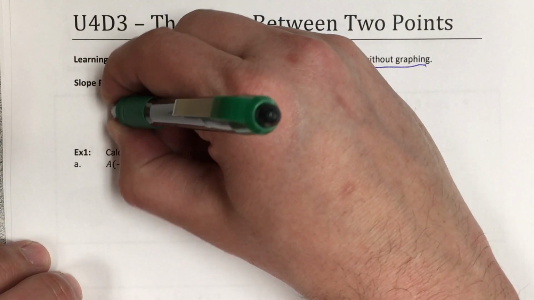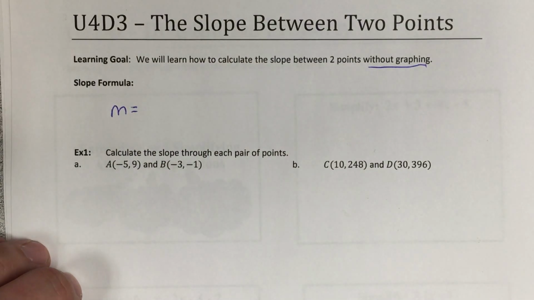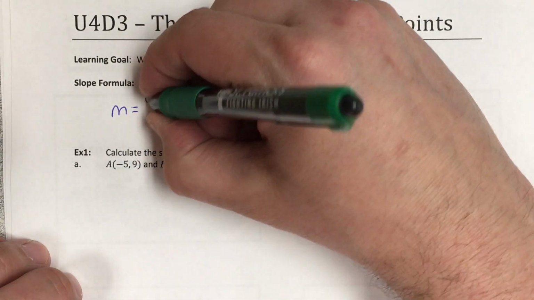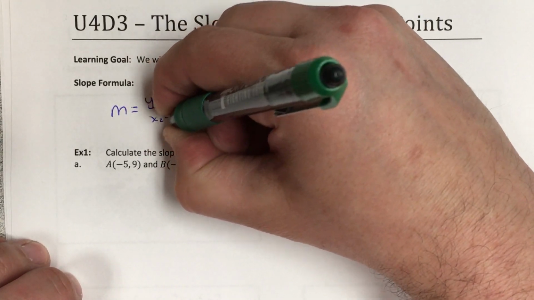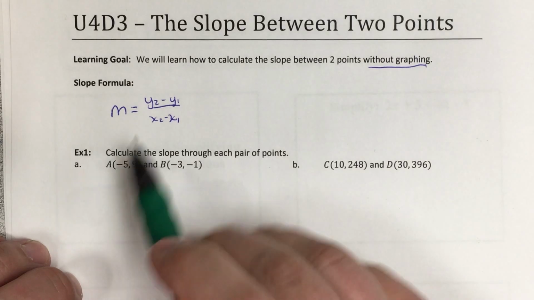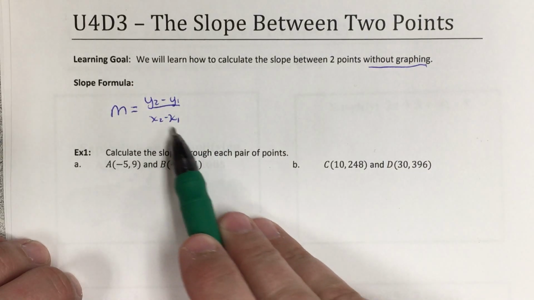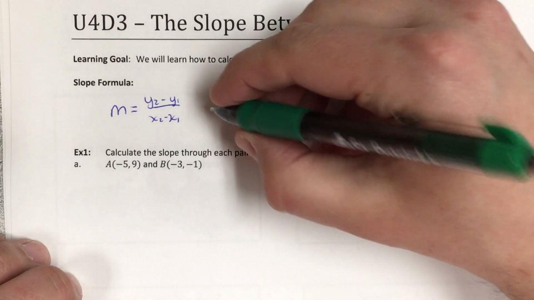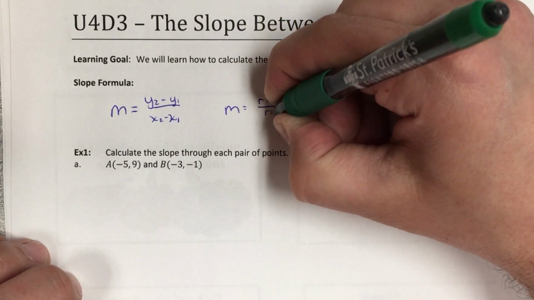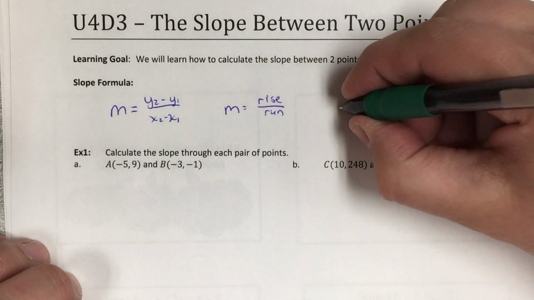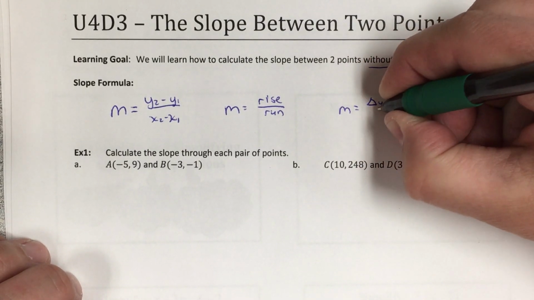So we had slope is equal to, we always used m for slope. Slope is equal to y2 minus y1 over x2 minus x1. And those 1s and 2s are subscript, like H2O. They're not exponents. The other one you had was m equals rise over run. And then the third one that we had was delta y over delta x.